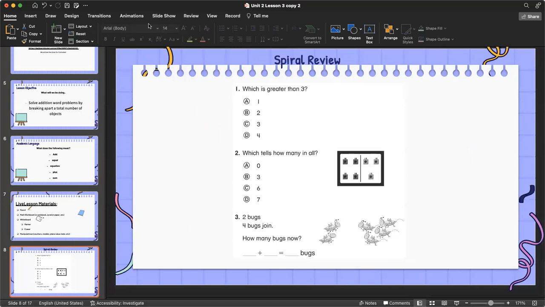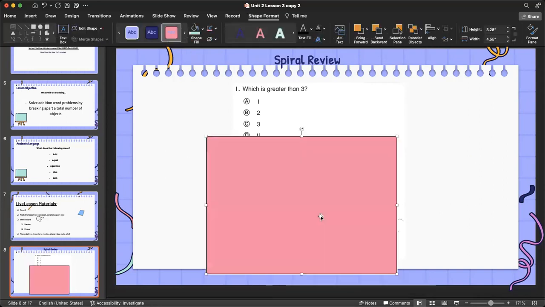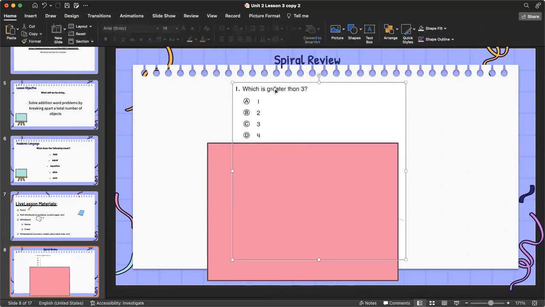So here is our spiral review today. What I want to do is we're going to block this off. I know sometimes for me, when I see too much information, it overwhelms me. So I'm going to block off a little bit of the information. We're going to look at the first question, take it one at a time, and think about what the words are and what they're asking of you.